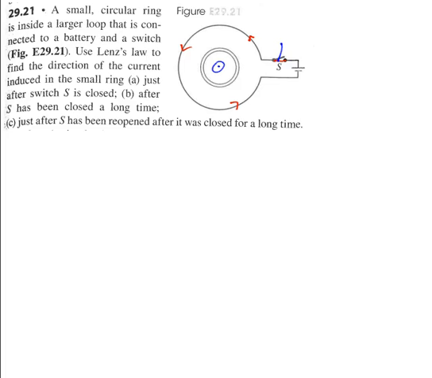So the inner loop doesn't like that. It wants to make a magnetic field that would try and fight that change. It wants to make its own magnetic field now that is up. And so it would have the current going around that way.